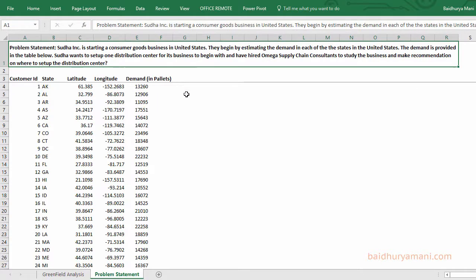So the problem statement says that Sudha Inc. is starting a consumer goods business in United States. They begin by estimating the demand in each of the states in the United States. The demand is given in the table below. Sudha Inc. wants to set up one distribution center for its business to begin with and have hired Omega Supply Chain Consultants to study the business and make recommendation on where to set up the distribution center.